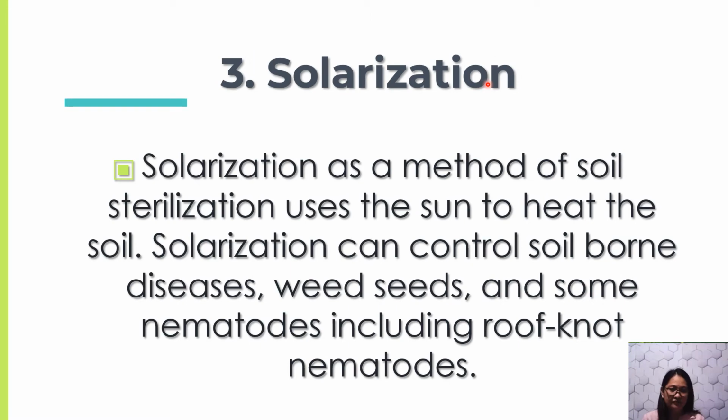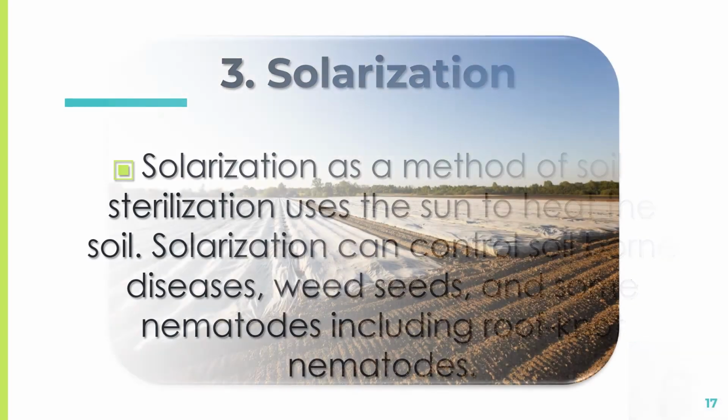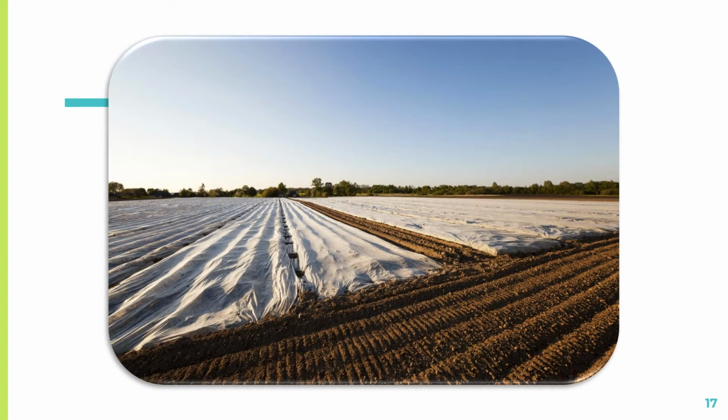Next, number 3, we have solarization. Solarization as a method of soil sterilization uses the sun to heat the soil. Solarization can control soil-borne diseases, weed seeds, and some nematodes including root knot nematodes. As you can see in the illustration, this is an example of solarization. To solarize soil, the soil is covered with clear polyethylene or plastic sheets. The best time is during the hot season where there is plenty of sun.